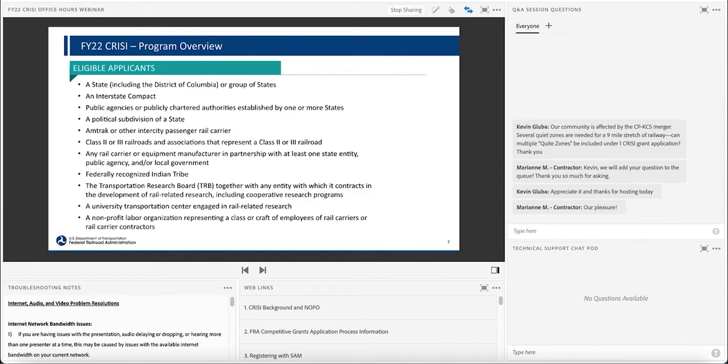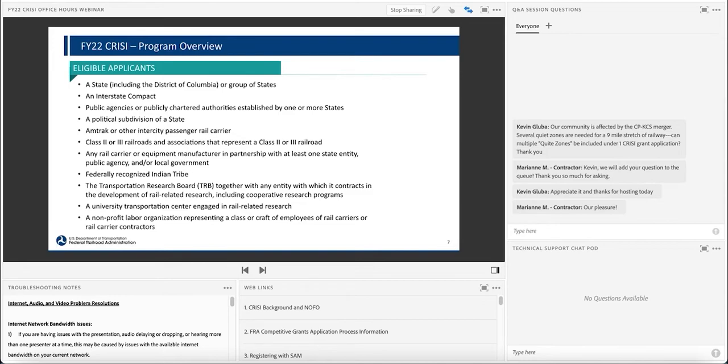federally recognized Indian tribes, the Transportation Research Board, aka TRB, together with any entity with which it contracts in the development of rail-related research, including cooperative research programs, a university transportation center engaged in rail-related research, and/or a nonprofit labor organization representing a class or craft of employees of rail carriers or rail carrier contractors. So that was kind of a long list.